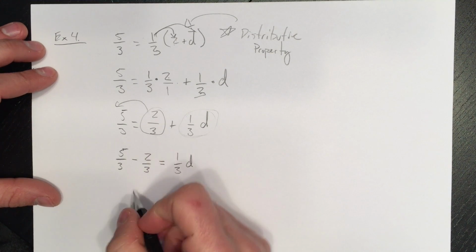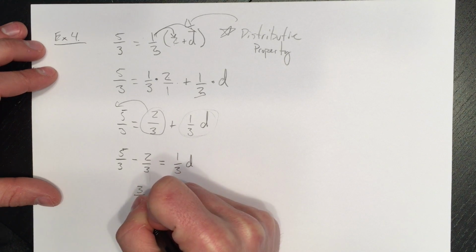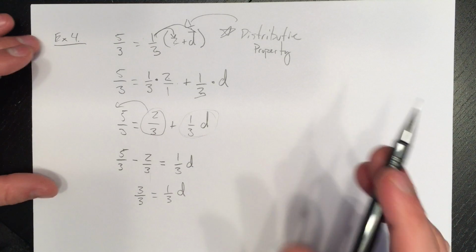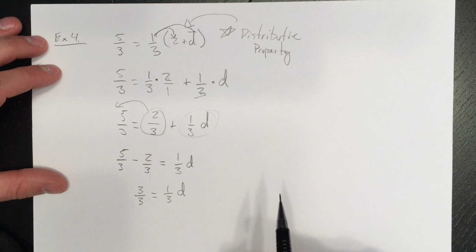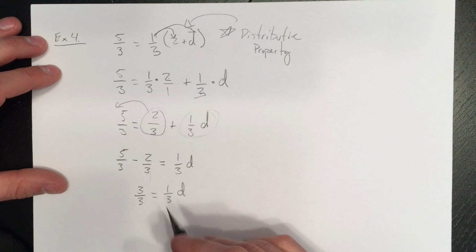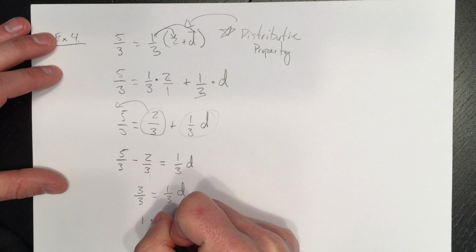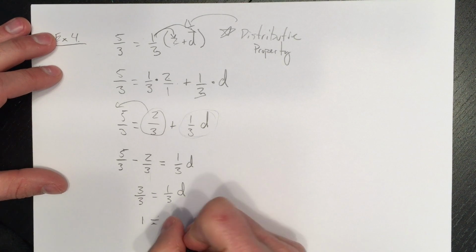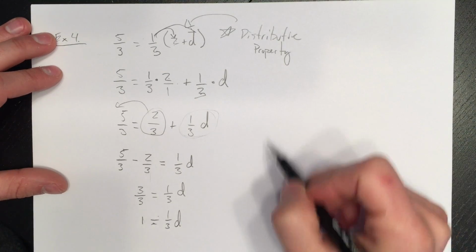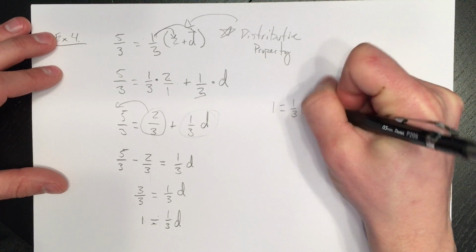So we can go ahead and do the math over here. 5/3 minus 2/3 is 3/3 equals 1/3 d. Okay, let's stop there for just 1 second. 3/3 equals 1 whole. So we can go ahead and say 1 equals 1/3 d. Okay, I'm going to come over here because I'm running out of room. And I'm going to say 1 equals 1/3 d.